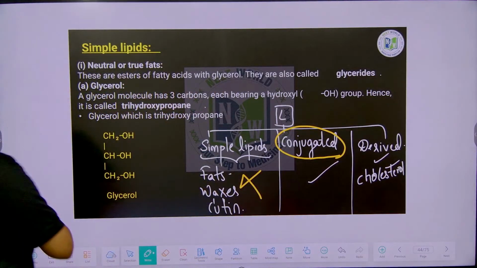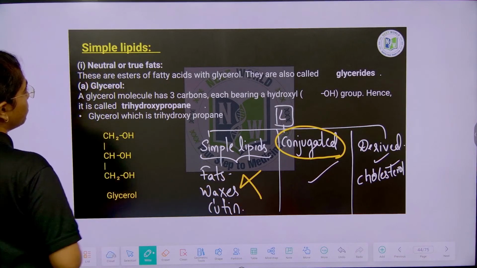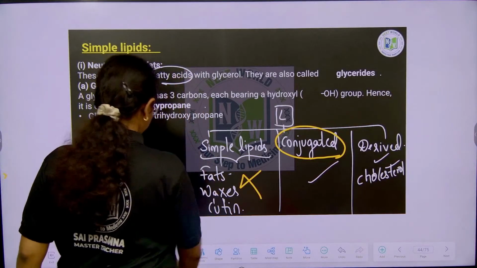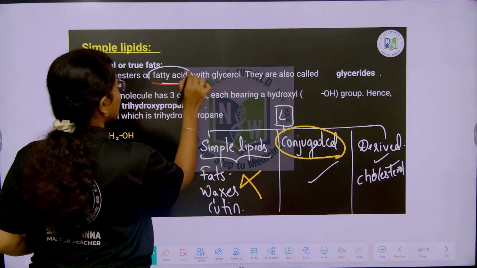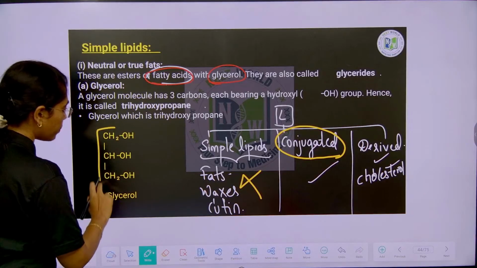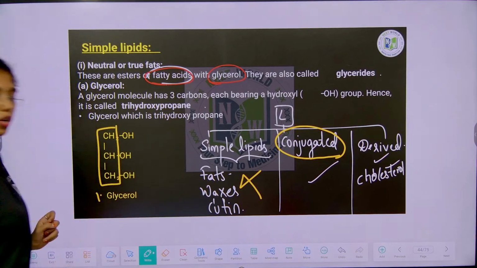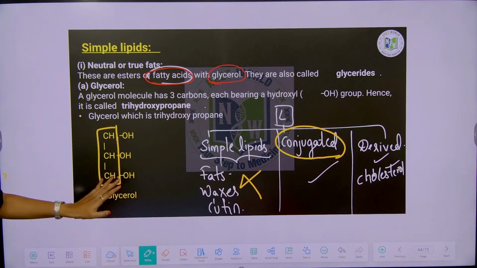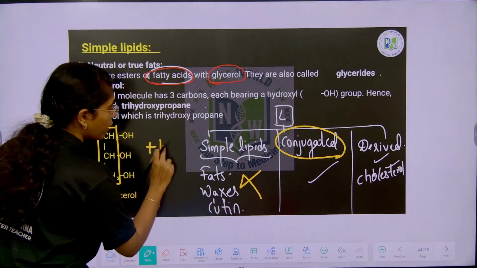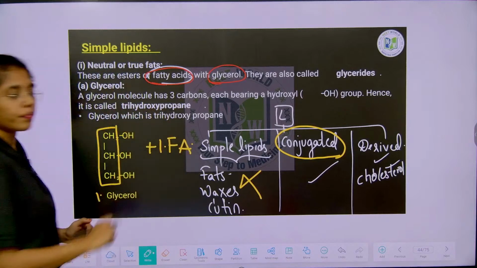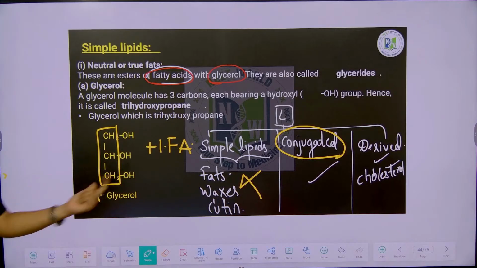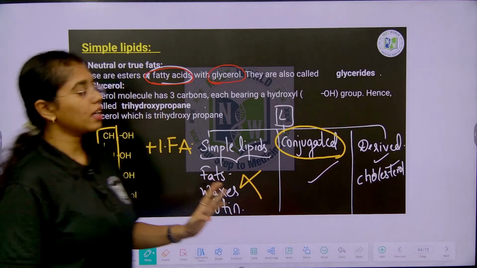Now, look into the theory once about neutral fats from simple lipids. These are esters of fatty acids and glycerol, which are esterified. Glycerol has 3 carbon components with OH groups, also addressed as trihydroxypropane. This is one glycerol unit. If one glycerol unit is attached with 1 fatty acid, it is monoacyl glycerol; 2 fatty acids, diacyl glycerol; 3 fatty acids, triacyl glycerol.